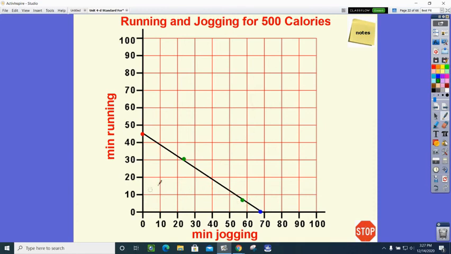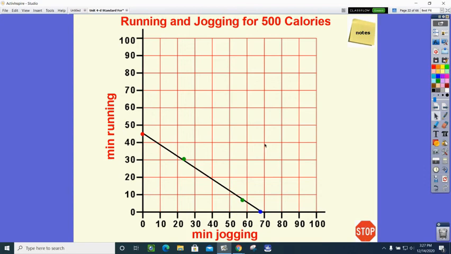Not points out here and not points in here, but anybody on the line is a combination of minutes jogging and minutes running that will add up to 500 calories. So today we talked about standard form. We're going to remember that standard form is ax plus by equals c. We learned how to find the x and y intercepts from standard form pretty easily and to graph those very easily to graph the line. We then talked about how we switch slope-intercept form to standard form, and then we gave an application here of how to apply this to the real world.